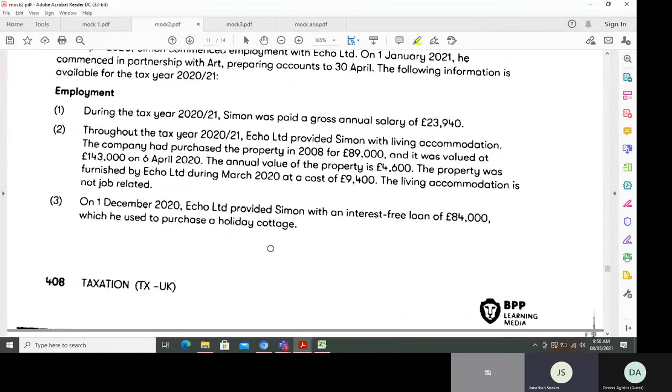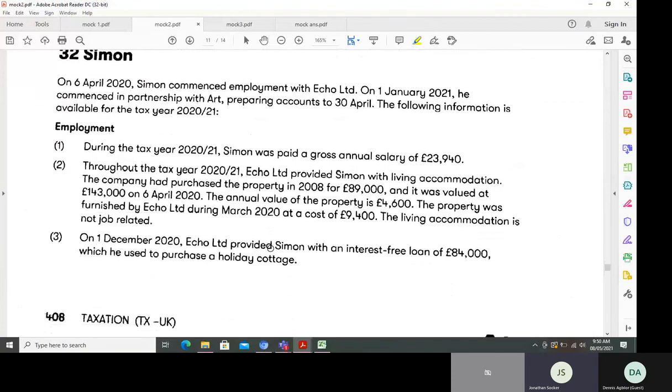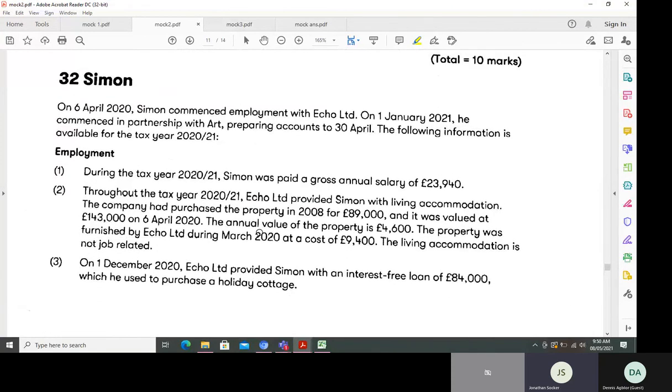So let's look at this one too. Number 32. So the introduction says that Simon, at the beginning of the year, commenced employment. So he commenced employment from the beginning of the year. And then on 1st January 2021, he commenced a partnership. So that's trading activity with A. And they prepare accounts to 30th April. So with that, for the partnership business, they traded for 4 months, January 2021 to 30th April 2021.